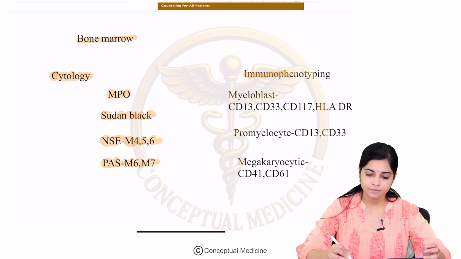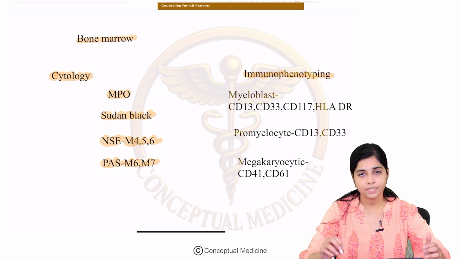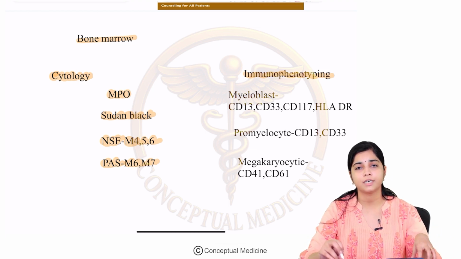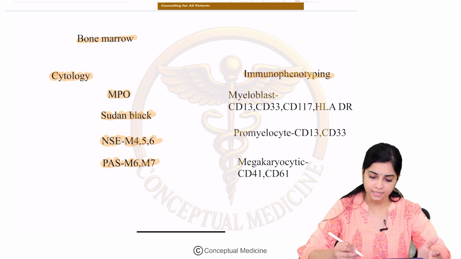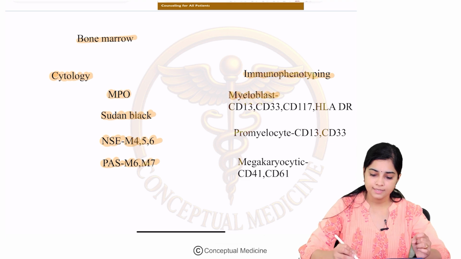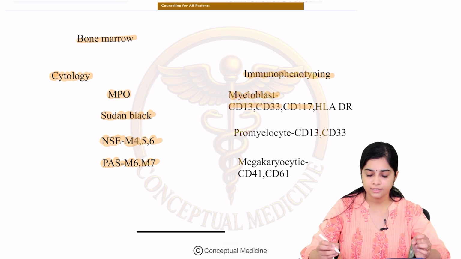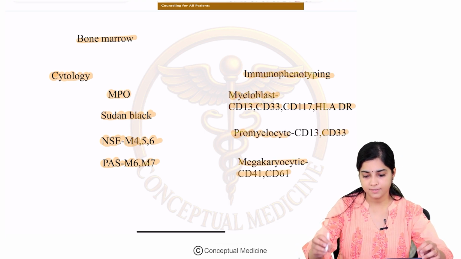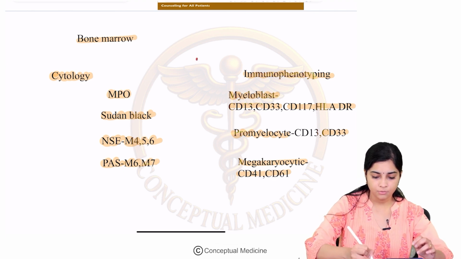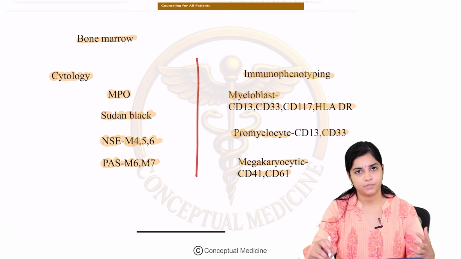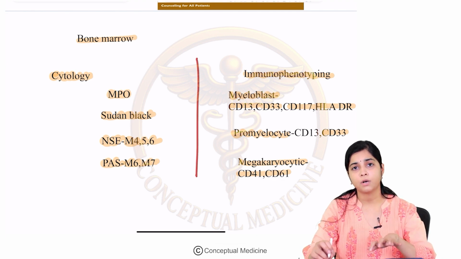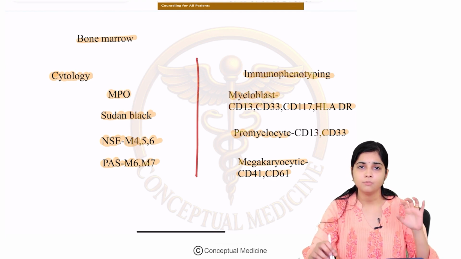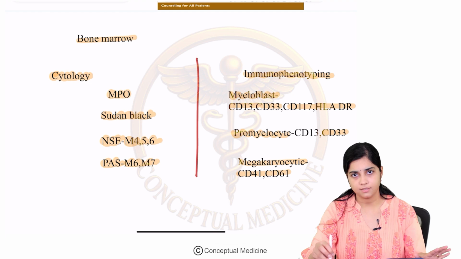Then you also have to subject the bone marrow sample to immunophenotyping. Immunophenotyping means identifying the CD markers to exactly identify what type of blast cell you may be dealing with. So myeloblasts, what are the CD markers? CD13, 33, 117 and HLA-DR. Then promyelocyte CD markers, CD13, 33, megakaryocyte, CD41, 61, right? You will learn a little bit more in detail in pathology classes, but this is the reason why you should understand exactly what you have to do and why these CD markers are important.